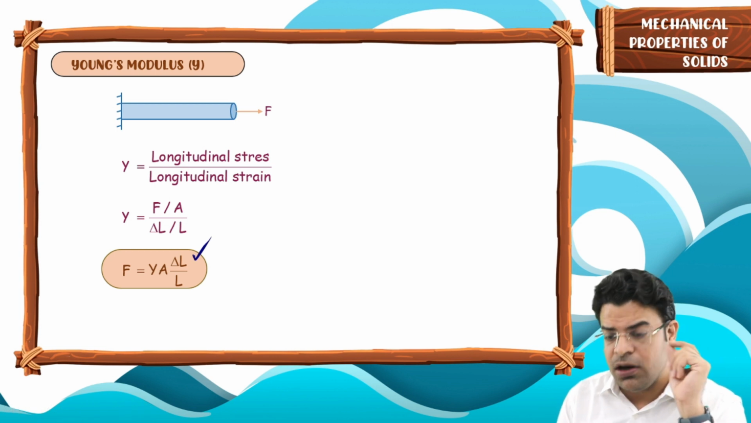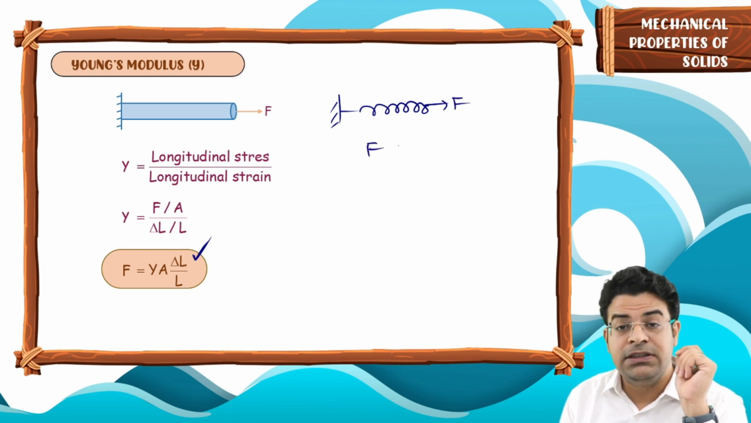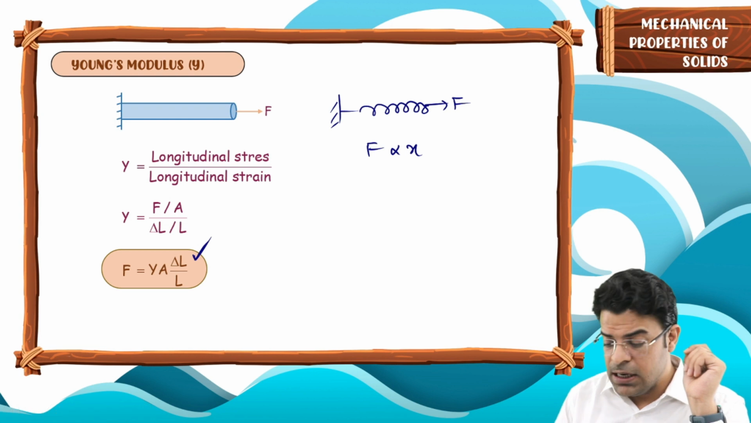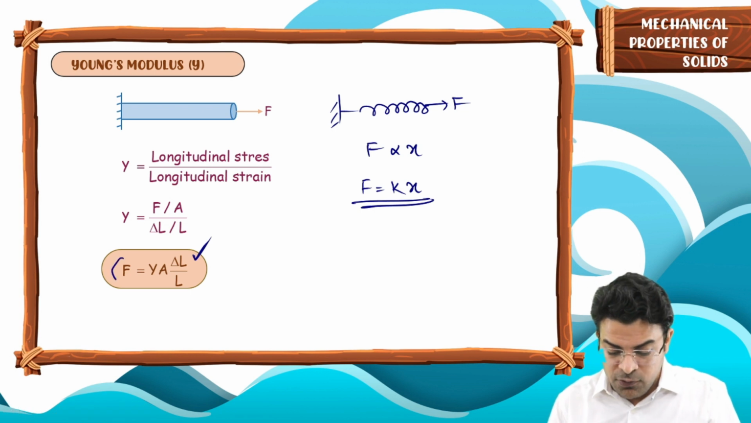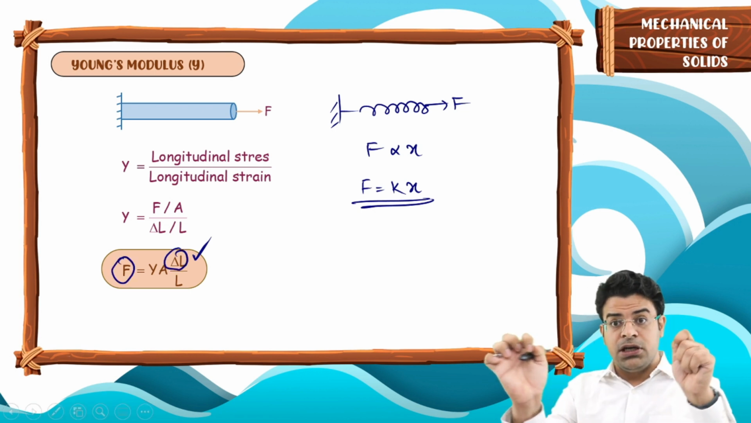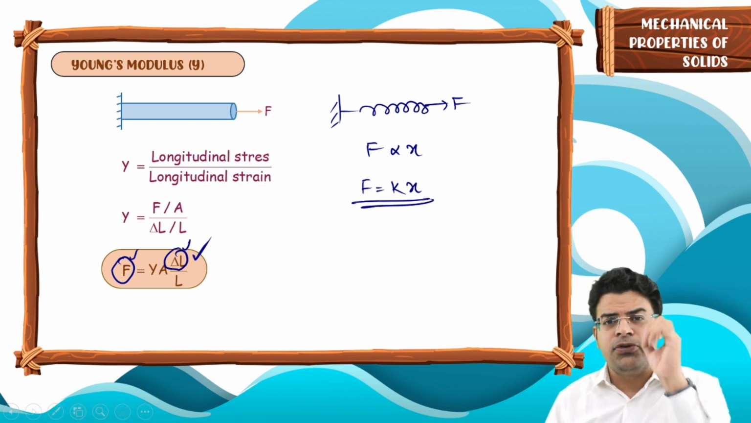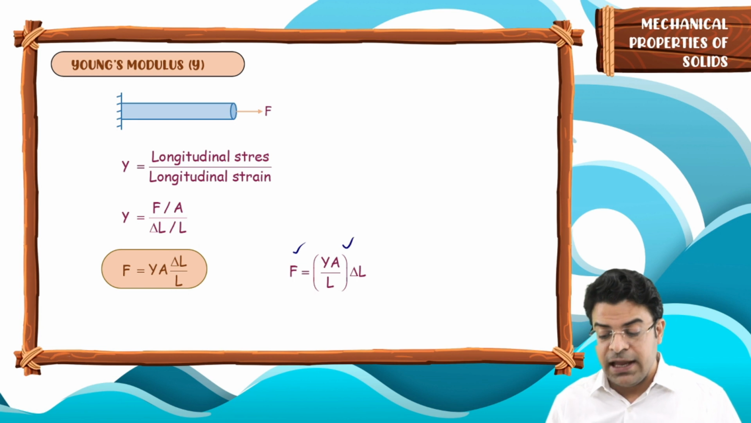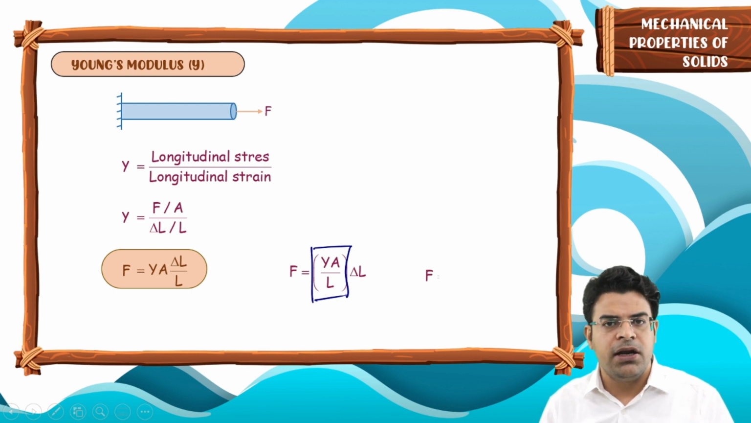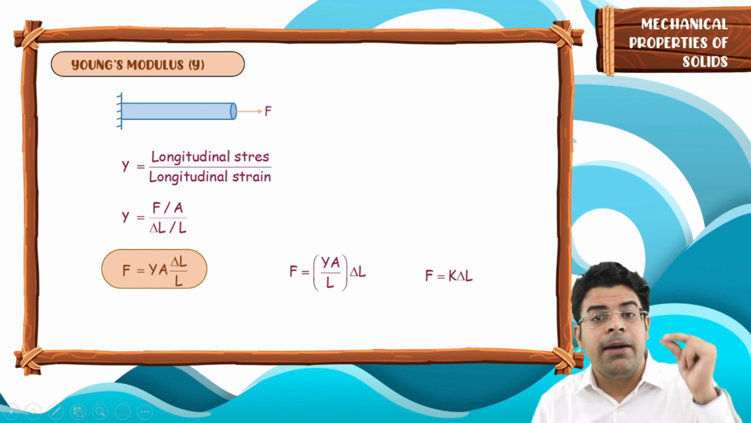We have learned that for a spring, if we apply a force F, then the force is directly proportional to the deformation in the spring, and then we add a proportionality constant and write F equals Kx. Here also notice that the force is directly proportional to the deformation in the length of the rod. The force is directly proportional to delta L, and the proportionality constant is YA by L. So we say that F equals YA by L into delta L. Treat this part YA by L as your proportionality constant, and you can write F equals K into delta L. Now whatever you have learned in springs can be applied here as well.